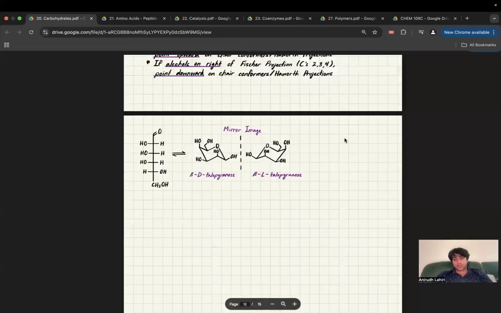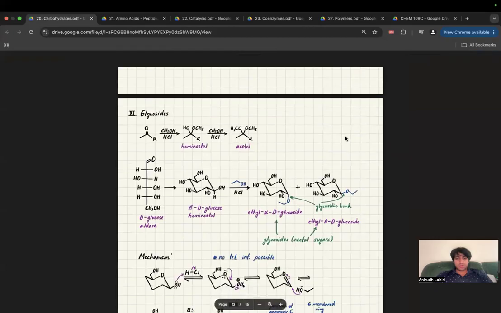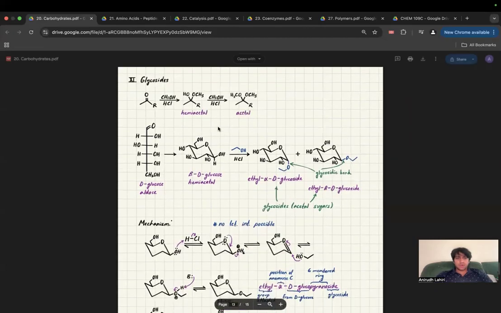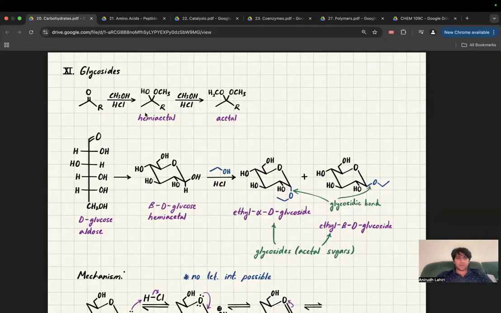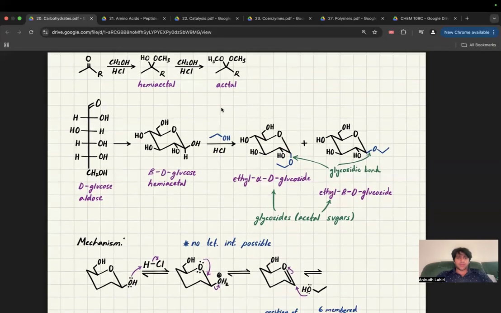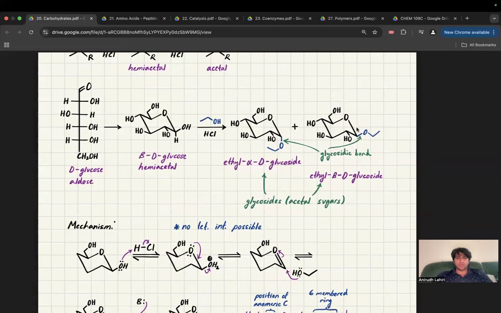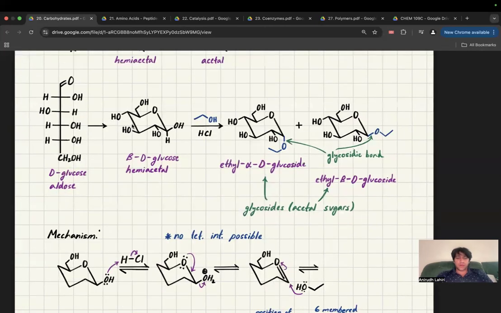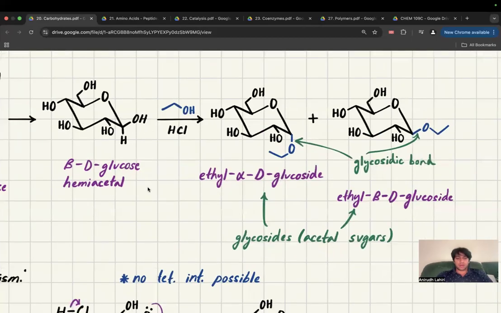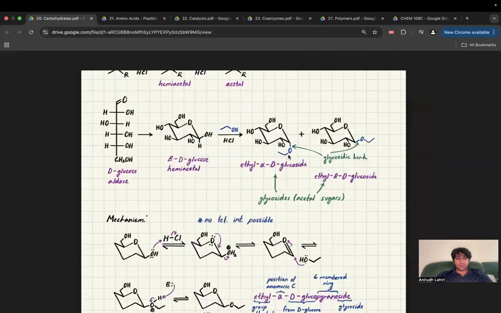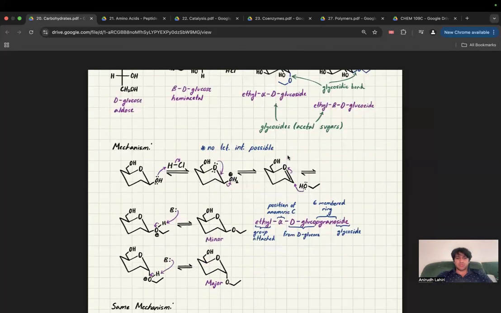Example of a mirror image structure. Okay, glycosides. Glycosides are basically where you have a hemiacetal, we make it an acetal, and then we have a glycosidic bond. So this OH basically becomes an OR group. We go from just an OH, a free hanging hydroxy group, to an OR, an ethoxy group, a methoxy group, right? So that's pretty much it, honestly.